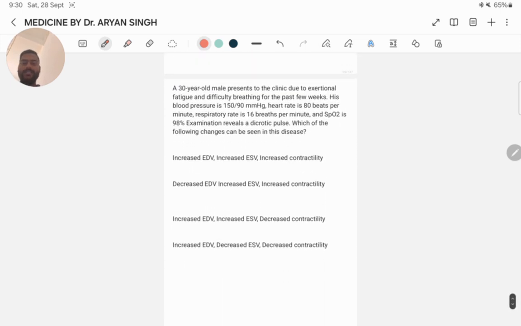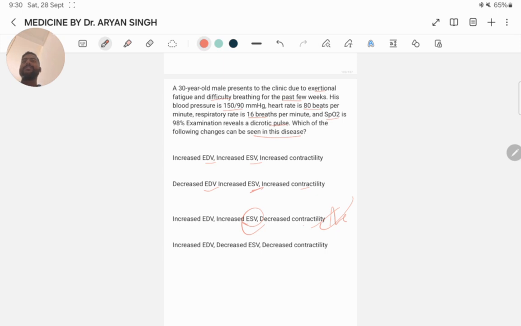A 30-year-old male presents to the clinic due to exertional fatigue and difficulty breathing for the past few weeks. His blood pressure is 150 mmHg. Heart rate is 80 beats per minute. Respiratory rate is 60 per minute. SpO2 is 90. Examination reveals dicrotic pulse. Which of the following changes can be seen in the disease? Increased EDV, increased ESV, increased contractility; decreased EDV, increased ESV, increased contractility; or increased EDV and increased ESV, decreased contractility.